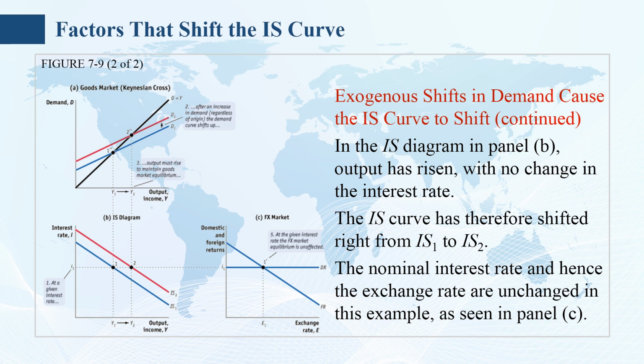A change in the foreign interest rate or expected future exchange rate. A rise in the foreign interest rate I star, or a rise in the future expected exchange rate EE, causes a depreciation of the home currency, all else equal. Recall that in the foreign exchange market, the FR curve shoots out because the return on foreign deposits has increased. If the home interest rate is unchanged, E must rise.